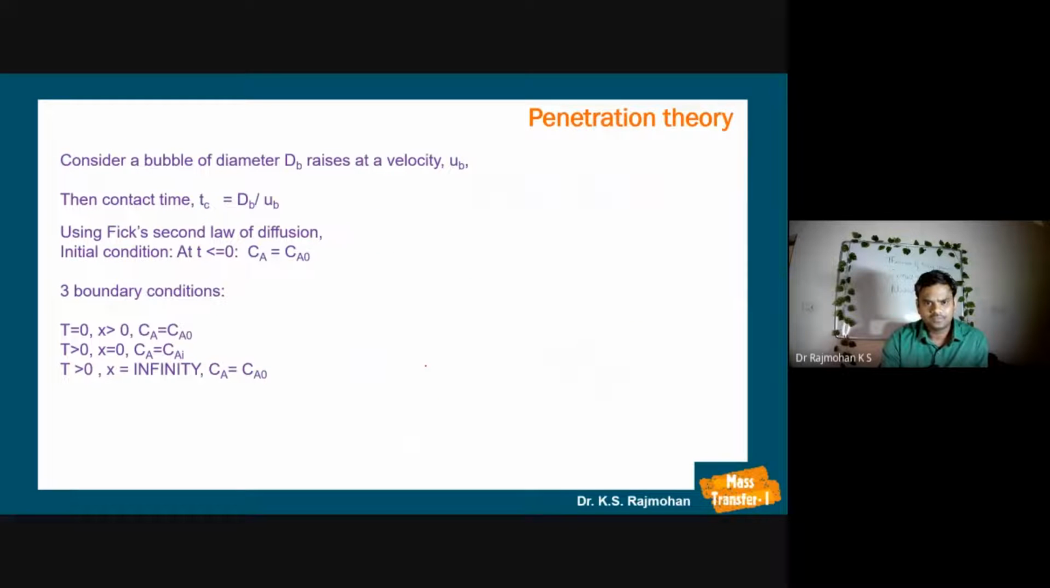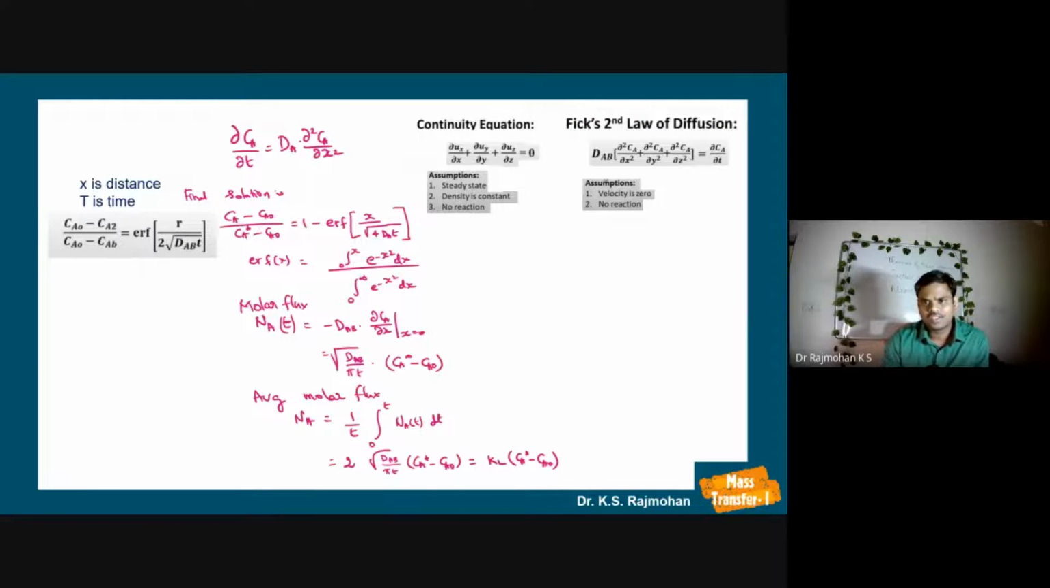Actually, this penetration theory can be solved once we take Fick's second law, because unsteady state means we have Fick's second law equation. So we can take the boundary conditions and arrive at the solution. We have seen in the previous class what Fick's second law of diffusion is, assuming that velocity is 0 and no chemical reaction takes place. From the continuity equation, we can arrive at Fick's second law of diffusion.